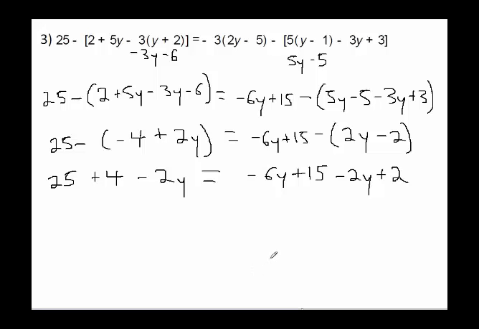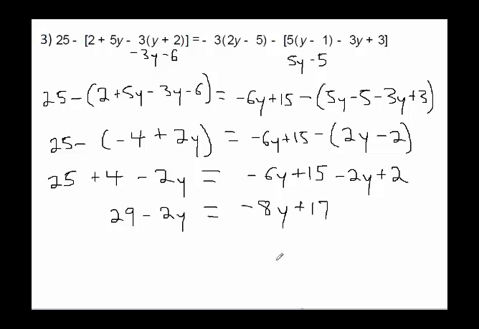Okay, now let's combine whatever we can combine. 25 plus 4 we can combine into 29. We have to leave the 2y by itself. On this side we've got negative 6y and negative 2y becomes negative 8y, and the 15 and the 2 becomes positive 17. Now we want letters on one side, numbers on the other.